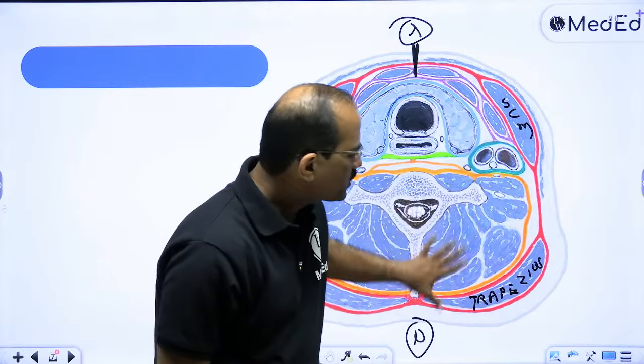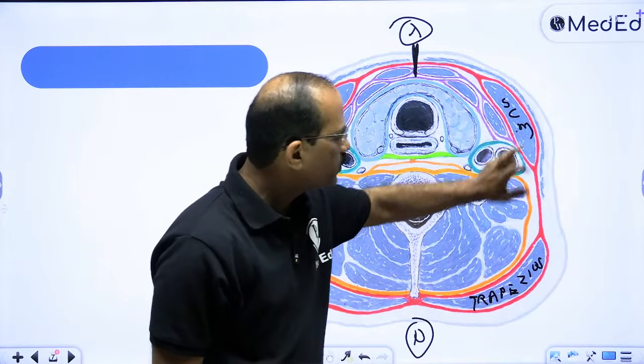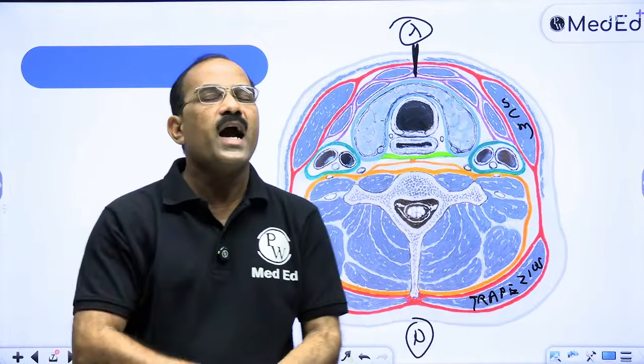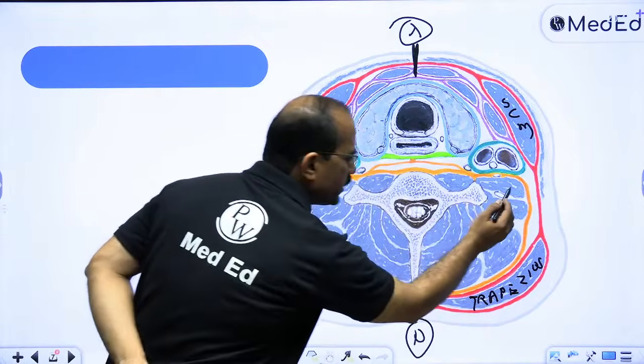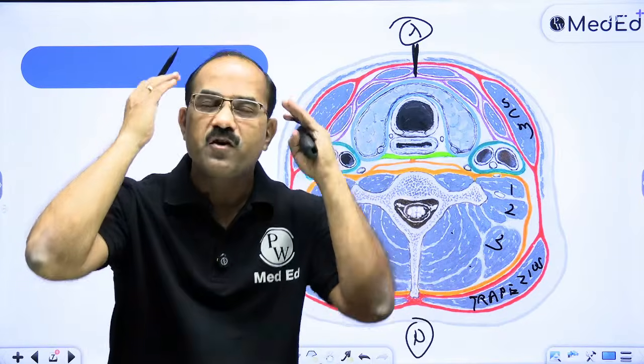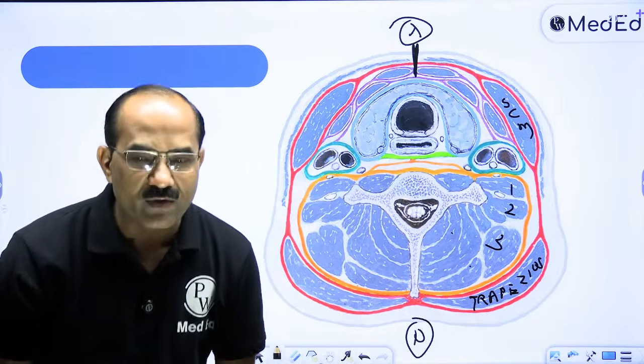Okay, so this is the posterior triangle. This is the sternocleidomastoid, that's the trapezius. This forms the boundaries of the posterior triangle. And look, students, what are these muscles? 1, 2, 3, all these muscles. This is going to form the floor of the posterior triangle. Are you able to follow this?